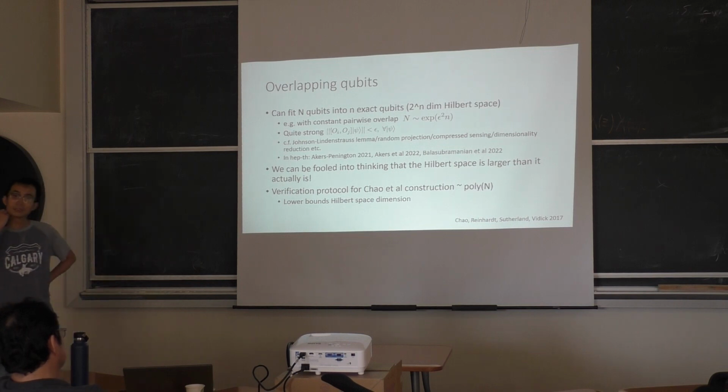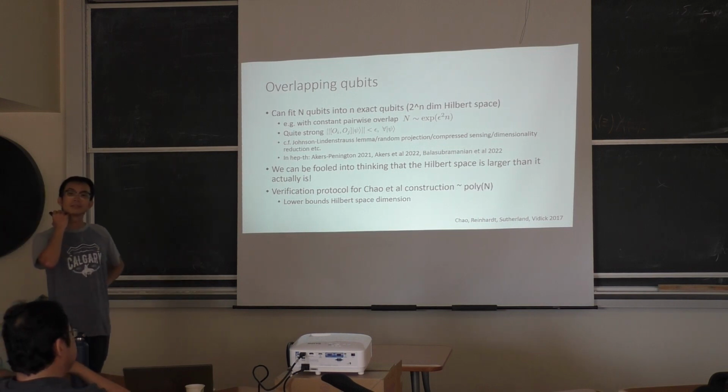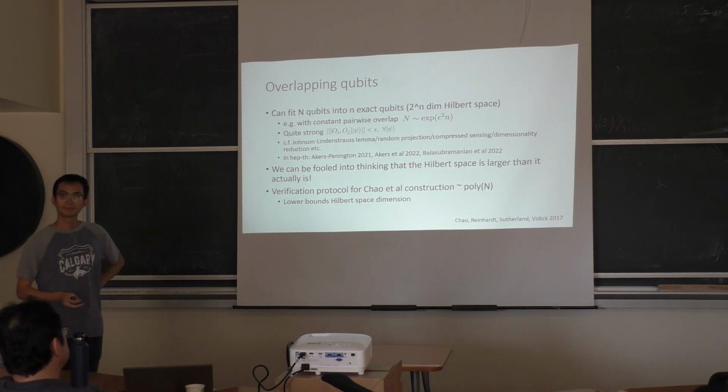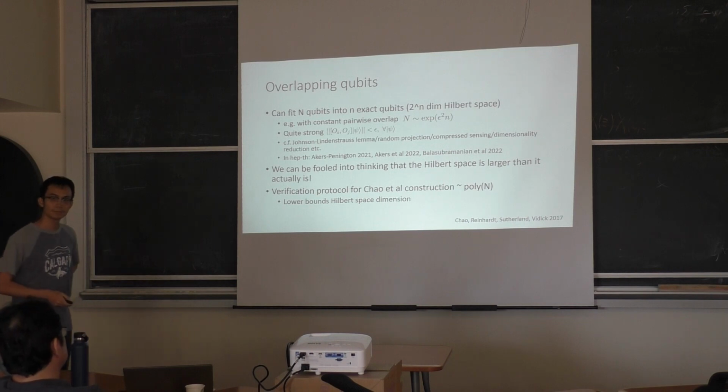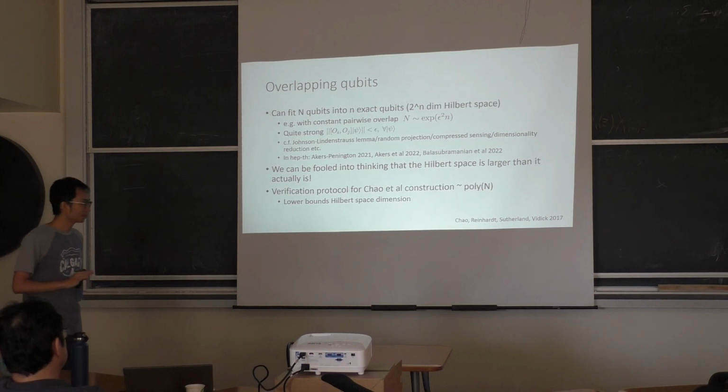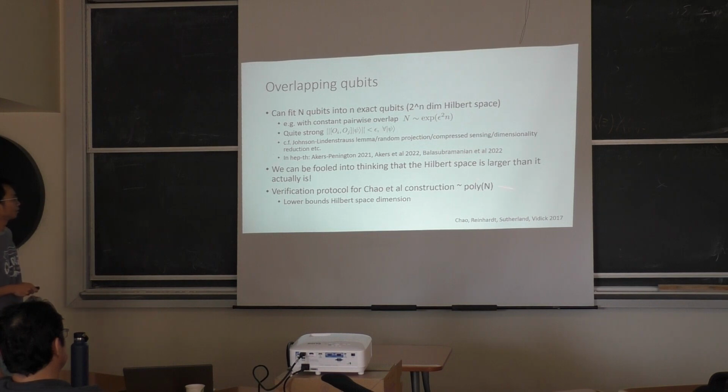So in the Chow, Reinhardt, Sutherland, Biddick paper, epsilon is of order 1 over square root of little n or something, so it's quite large. That might be helpful for you, Raphael. There are significant overlaps between each of these. Yeah, that's right.